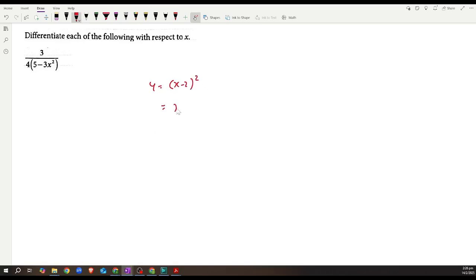Okay, so first actually you can expand this, right? x squared minus 4x plus 4. And then from here you differentiate normally without any chain rule. It's just 2x minus 4, right?